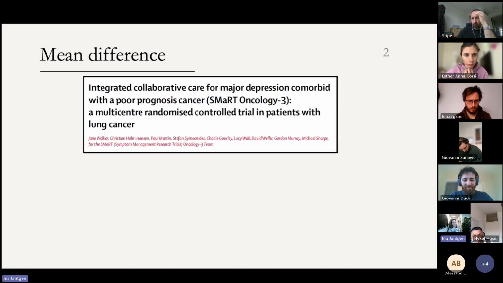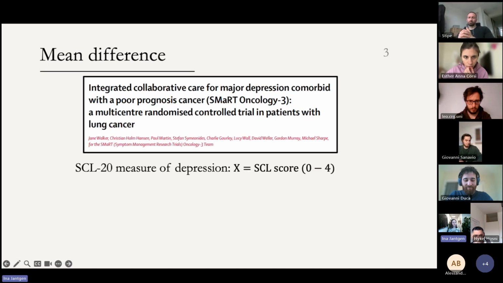In this study, researchers were interested in testing whether or not this collaborative care program would reduce depression severity. What they did is they divided their study participants into a treatment group, which all were treated with the collaborative care program, and a control group, which just proceeded with the usual cancer care. Then they measured depression severity in the treatment and control group. In this particular study, they measured depression severity by using what is known as the Symptom Checklist measure of depression, the SCL-20 measure of depression.